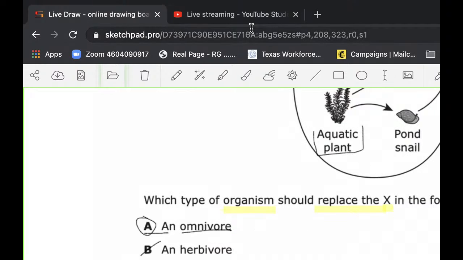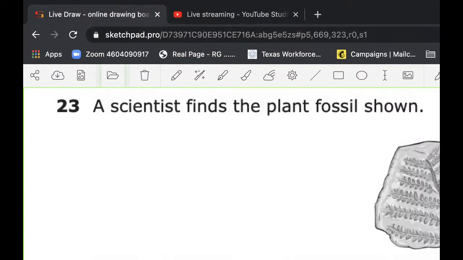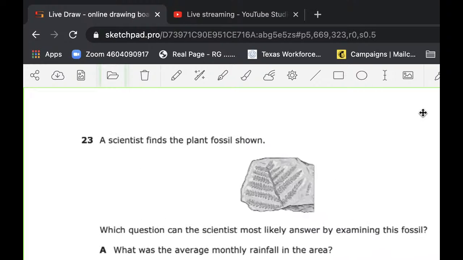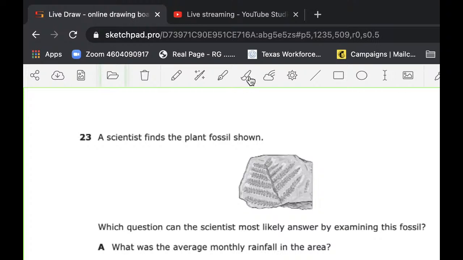All right, let's go to our final question here. First step is to highlight the key information. A scientist finds the plant fossil shown here. So this is the plant fossil. Which question can the scientist most likely answer by examining the fossil? All right, so let's read out these questions and see.